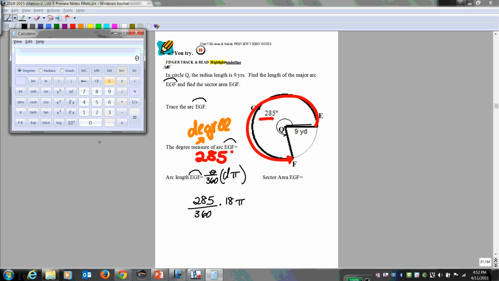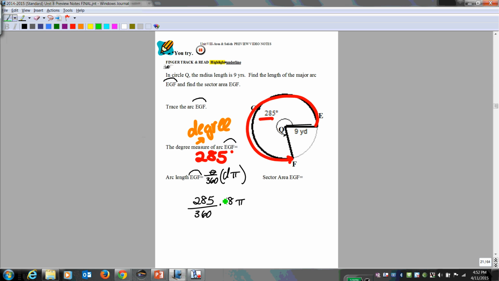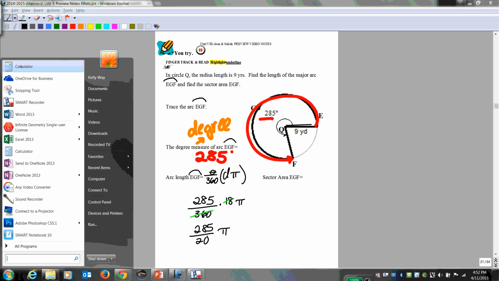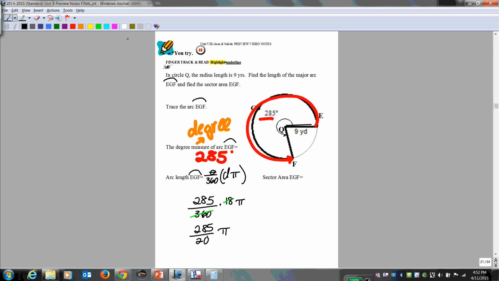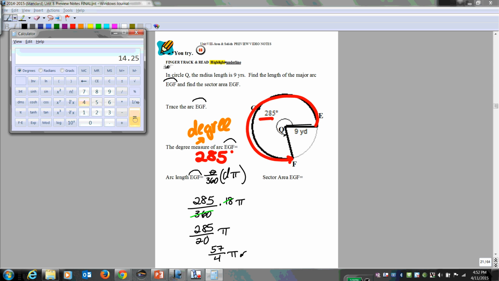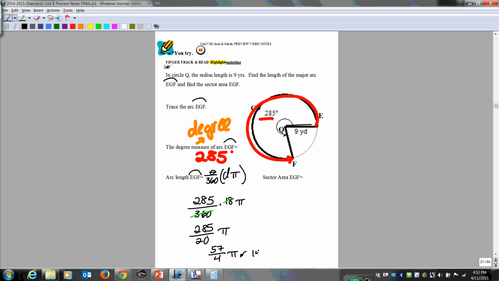And then you reduce as far as you can. I know 18 goes into 360 20 times. So I have 285 over 20 pi. And I know that that's going to be 57 over 4 pi, or 14.25 pi. And that's yards. That's the arc length going around this way, 14.25 pi.